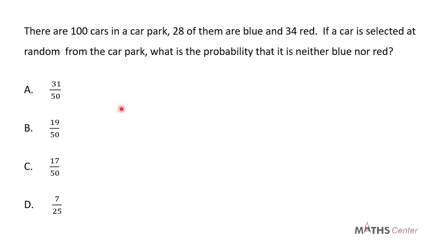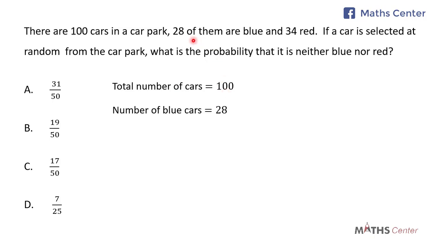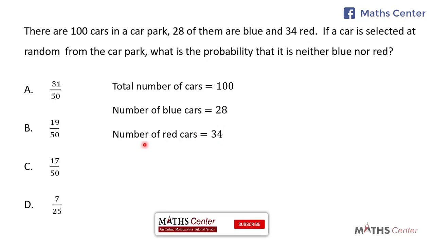From the question, we are being told that there are 100 cars in the car park, so the total number of cars is 100. It goes on to tell us that 28 of the cars are blue, so the number of blue cars is 28, and 34 of them are red, so the number of red cars is 34.